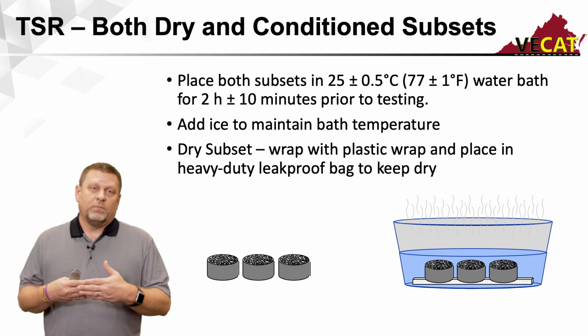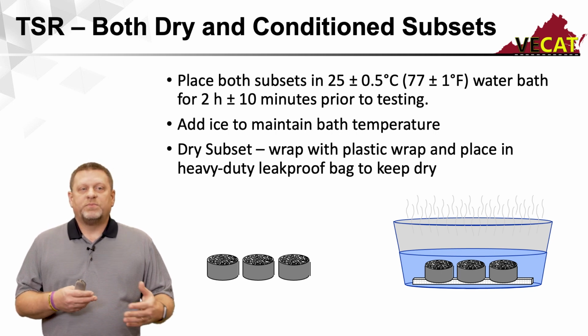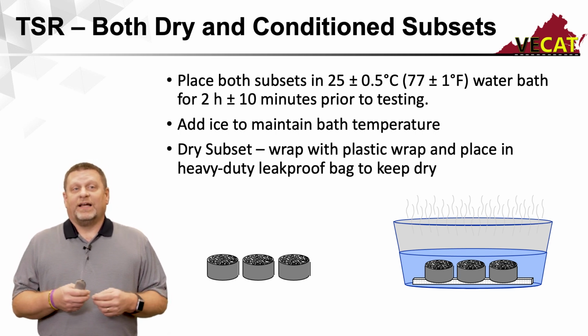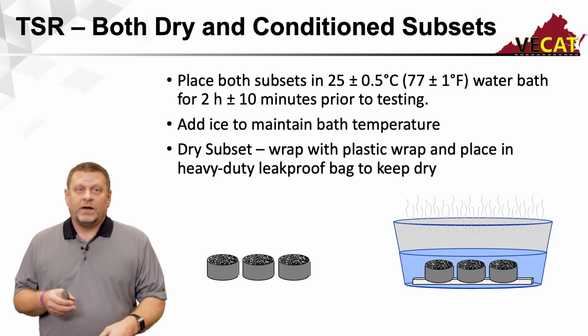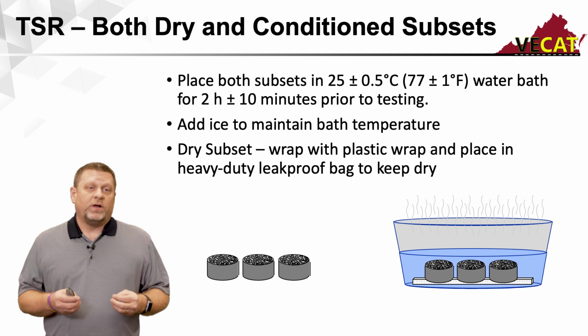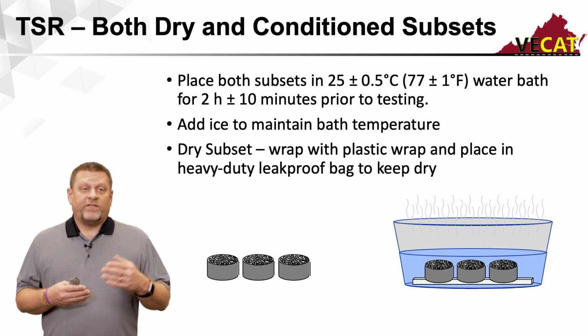We don't want them to have any moisture conditioning added to them at all. So these subset specimens must be wrapped in plastic and placed in a leak-proof bag. Then the whole bag is placed in the 77 degree water bath. So basically in this water bath, we will have all 6 specimens at the same time, and 3 of them will be in a bag.